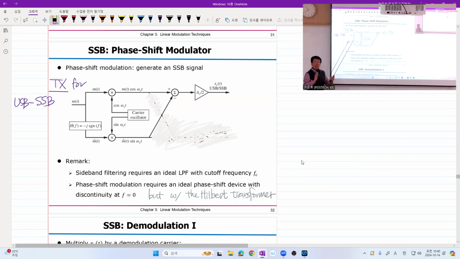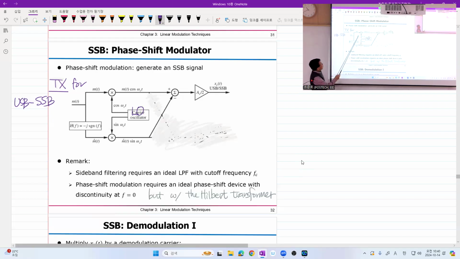Got it? Of course, for the implementation, you need some delay and the same delay here. But for mathematical simplicity, we just didn't consider that. So this is m of t, and this is what? m hat of t. And you may say that, Professor, we needed j something, but actually what we do is that here is our local oscillator that generates the carrier signal. This is the LO at transmitter, local oscillator at transmitter. It is also called the carrier oscillator. And this oscillator generates cosine of 2 pi fct plus theta and sine of 2 pi fct plus theta.